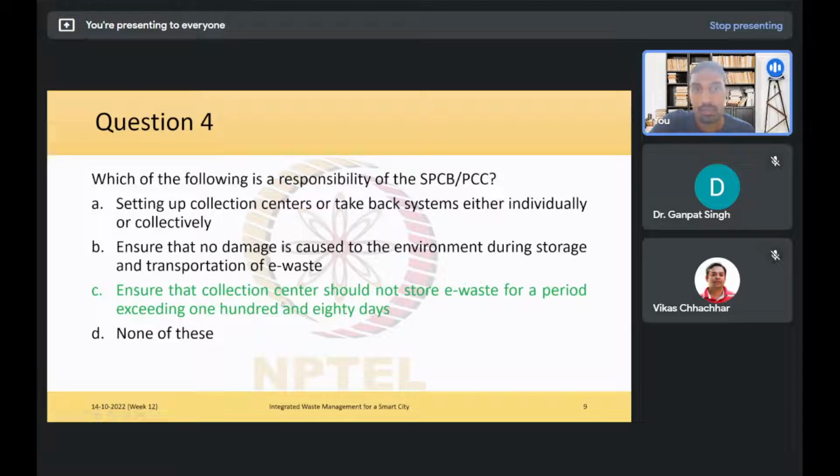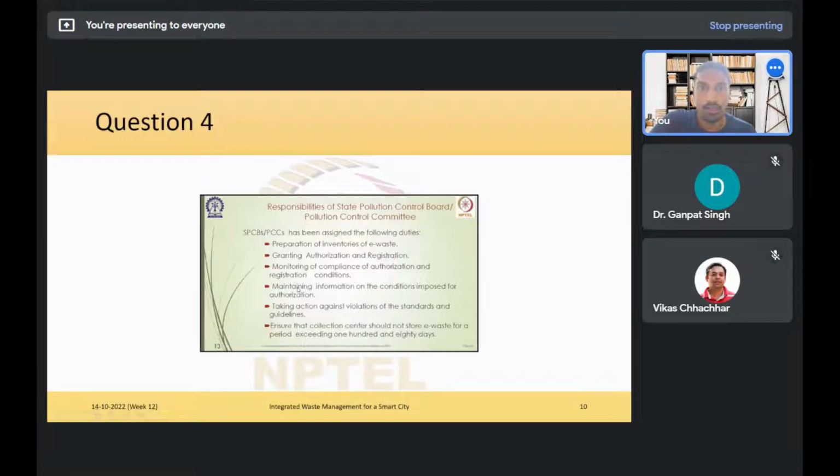So that is the responsibility of the State Pollution Control Board. Options A and B we could have eliminated because we already know that option A is the producer's responsibility. Option B is the collection center or the dismantler's responsibility, right? So those two we can eliminate. So C is the right answer. Right, so we saw this.